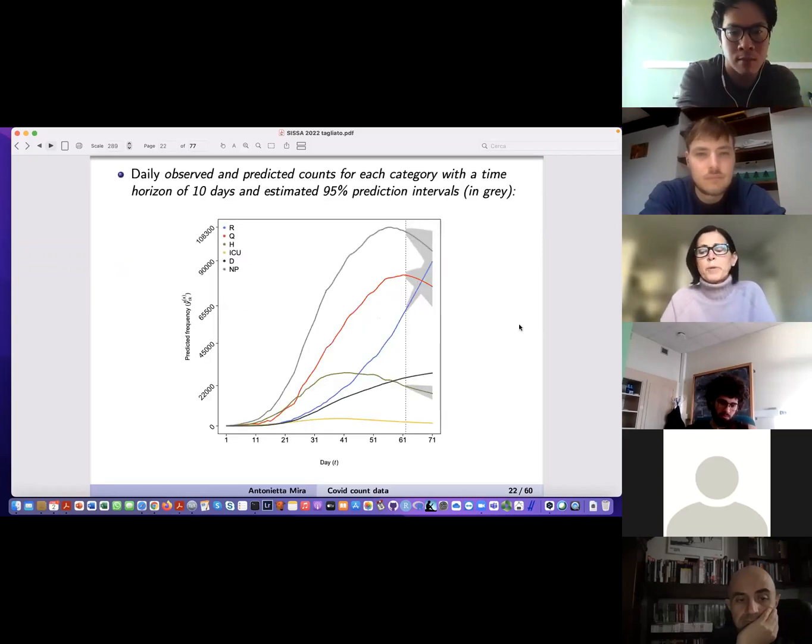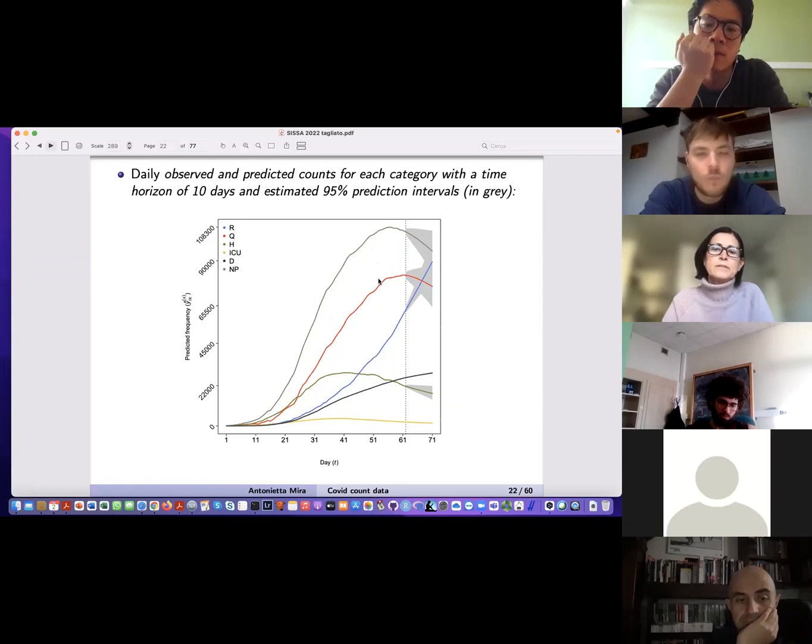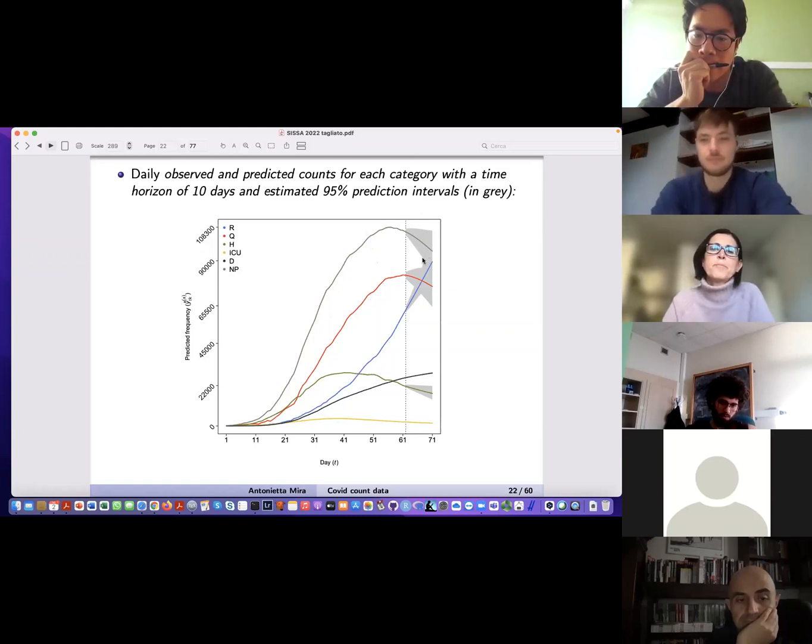So these are the types of plots that our modeling framework produces. For each one of the observed time series, so we have the quarantined, the recovered, hospitalized, and so on, before the dotted vertical line are the observed time series, and from that point on, we estimate, and we have the 95% prediction interval in gray.